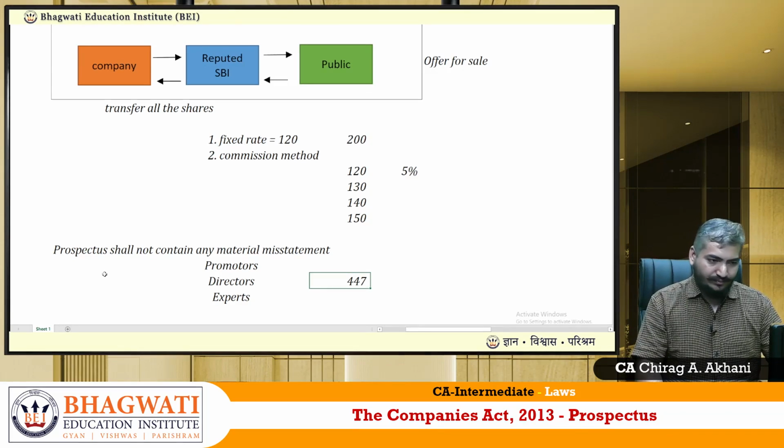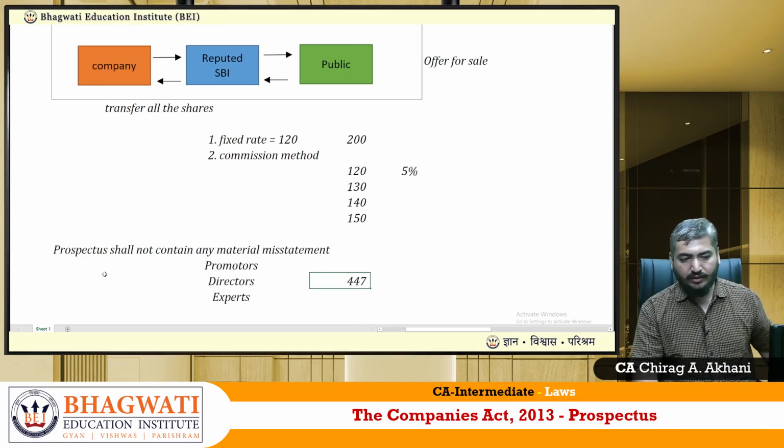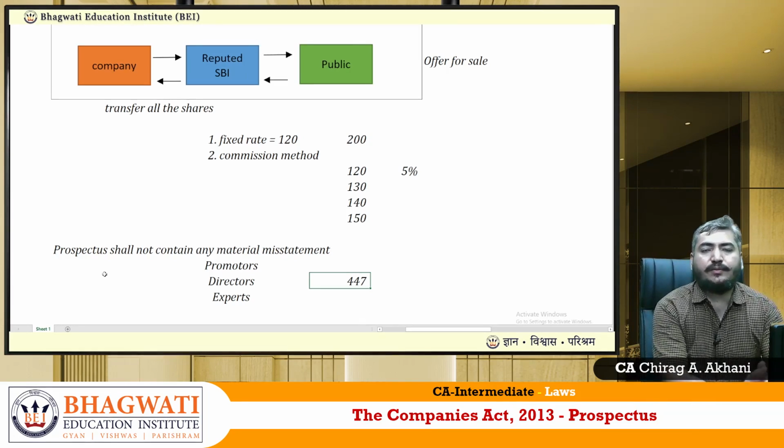So just by understanding this provision, I think you're clear now how sensitive the government is about the provisions of the prospectus. It strongly believes and wants to ensure that companies should not contain anything which is a material misstatement or misleading in the prospectus. Otherwise, you see, guys, this is what the penalty is. This is what the punishment is.